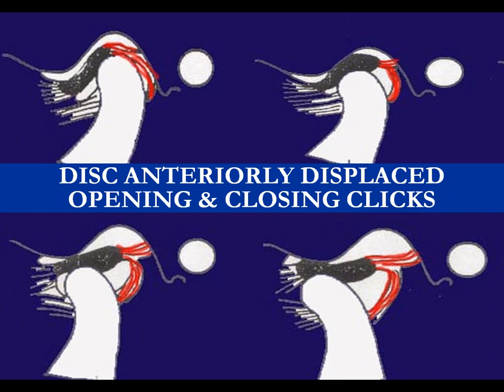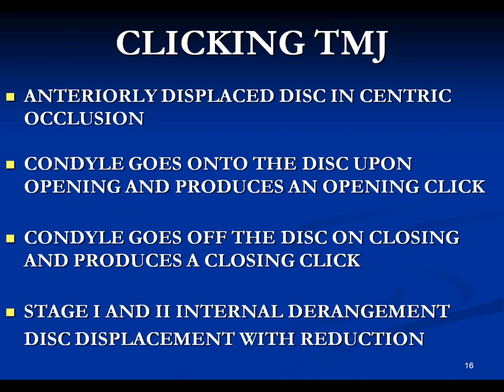However, when the condyle is back, like the upper left picture, the disc slips in front. Now when the patient goes to open, the condyle goes onto the disc, and that's the click. So when the patient goes onto the disc, there's a click, and there's usually a closing click and an opening click. And so that's bad news. That must be fixed before you get what's happening next, which I'll show you in a second. So remember, when the disc is anteriorly displaced in centric occlusion, then the condyle goes onto the disc as the patient opens, and that's called, at the very bottom of the page there, you can see the photo, stage 1 and 2 of internal derangement. Okay, that means disc displacement with reduction.